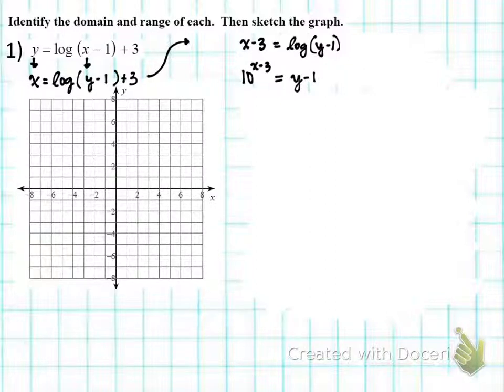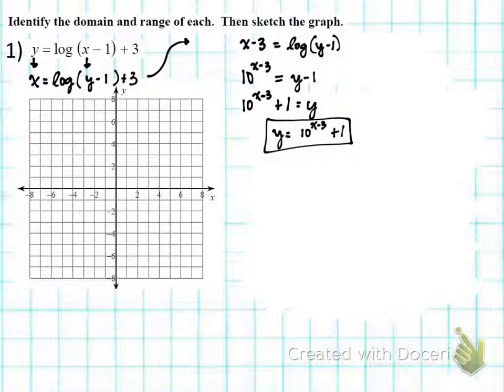And we're going to add 1 to both sides, so it's going to be 10 to the x minus 3 plus 1 is equal to y. And I'll set it all so y is first. y is equal to 10 to the x minus 3, all plus 1. Okay? Now at this point, you should know how to graph an exponential equation from Algebra 1.